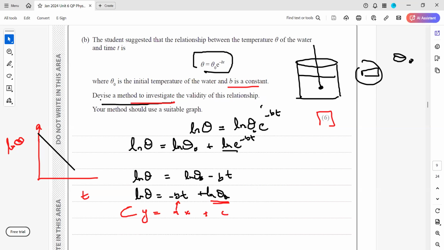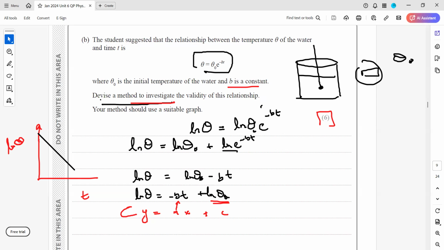So simply what we have to do, we have to reset the stopwatch first. We'll measure the time, record the initial temperature, then we start the timer and we record the temperature after every 30-second interval for 3 minutes or 5 minutes, until it reaches room temperature. And then we plot a graph between ln theta on y-axis and t on x-axis.